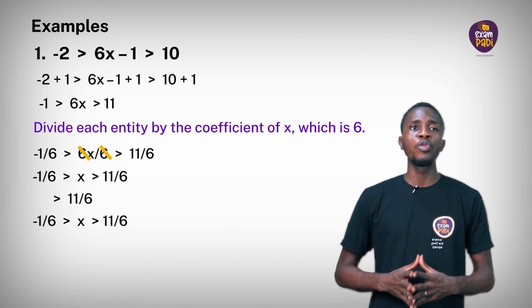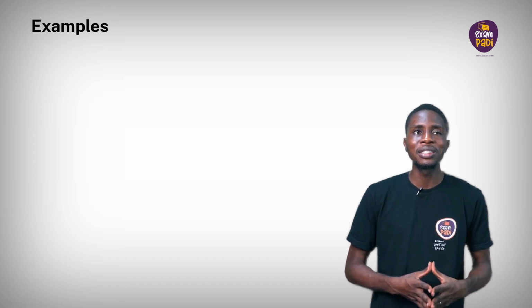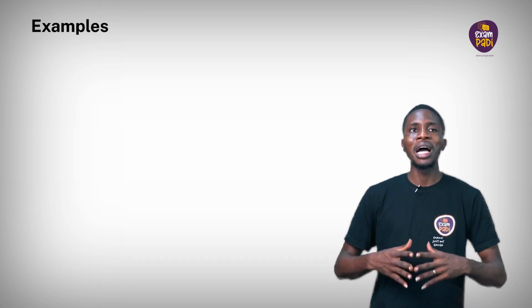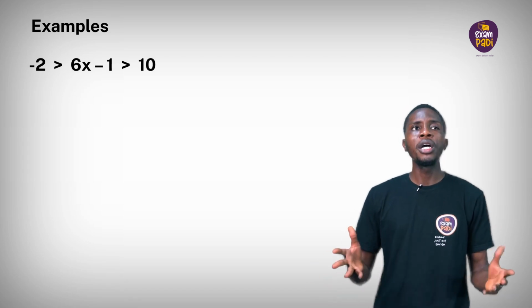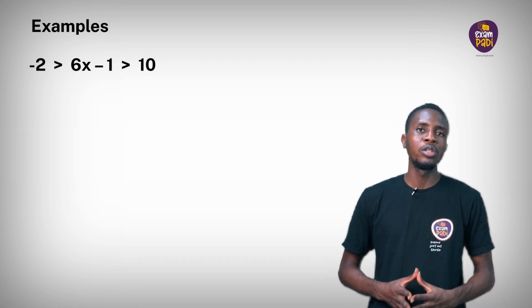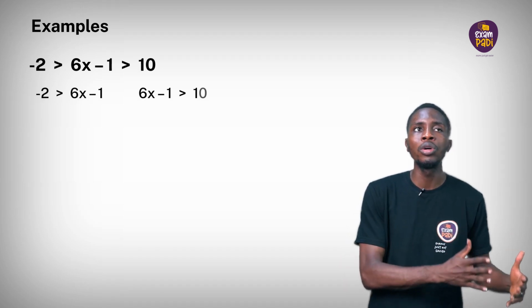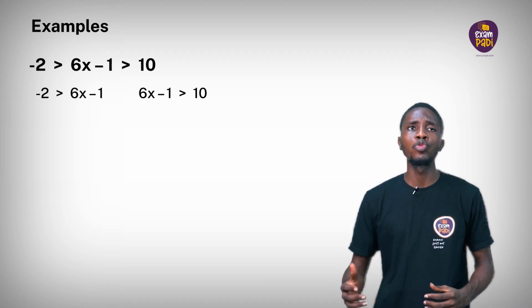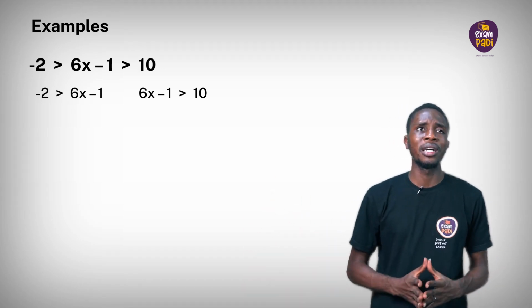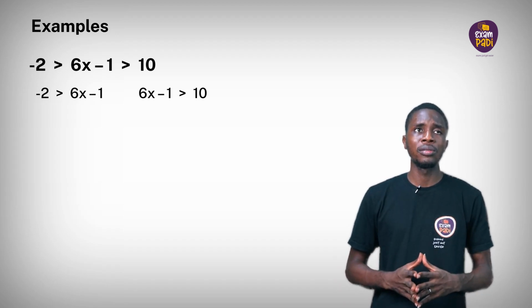We can also solve the question above using another method. In this case, we can split the inequality into a left-hand side and a right-hand side equation and then solve simultaneously. For example, minus 2 less than 6x minus 1 less than 10. Minus 2 less than 6x minus 1 on the left-hand side, and 6x minus 1 less than 10 on the right-hand side. Remember, you are solving both simultaneously.